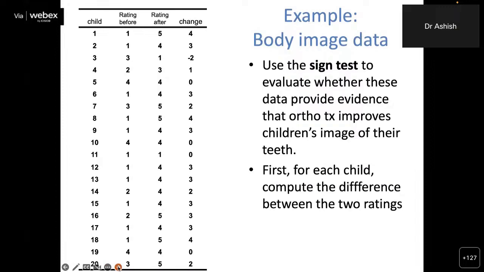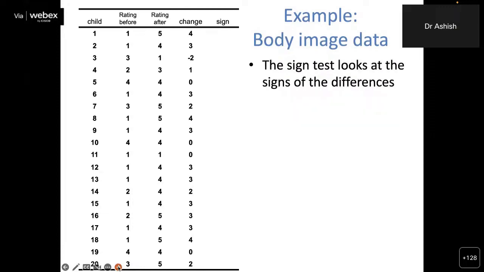The first thing you have to do is take the before and after difference. That means basically the score you got after treatment and the score it was before giving the treatment. So we have got these values. In performing the sign test, we look at the signs of the differences.